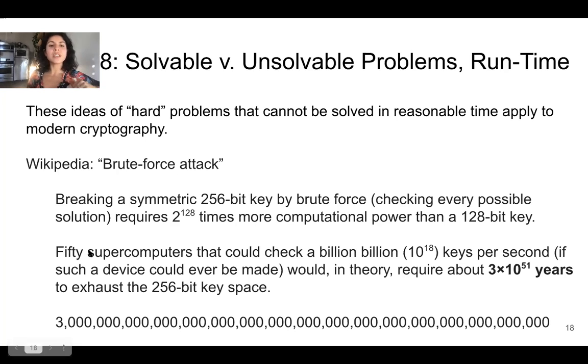What this means is that 50 supercomputers could check a billion keys per second, if such a device could ever be made, would in theory require 3 times 10 to the power of 51 years to exhaust the 256-bit key space, which means to go through each option. To put that in perspective, that's how many years 3 times 10 to the 51 is. I counted, I wrote out 51 zeros. That's a lot of years. So brute force attacks are not a reasonable solution. And so you might say, well, why don't we just use a heuristic?